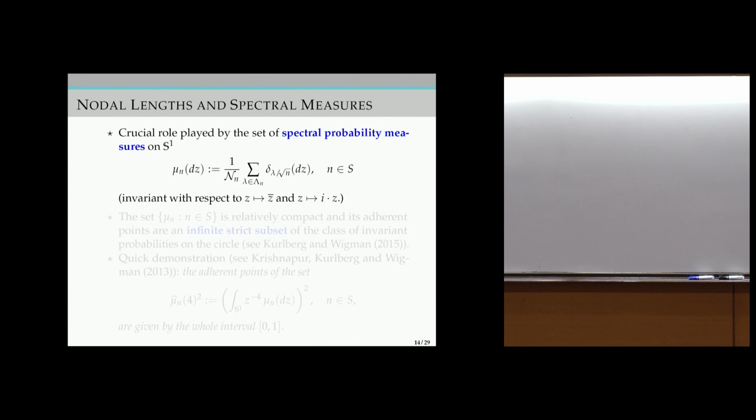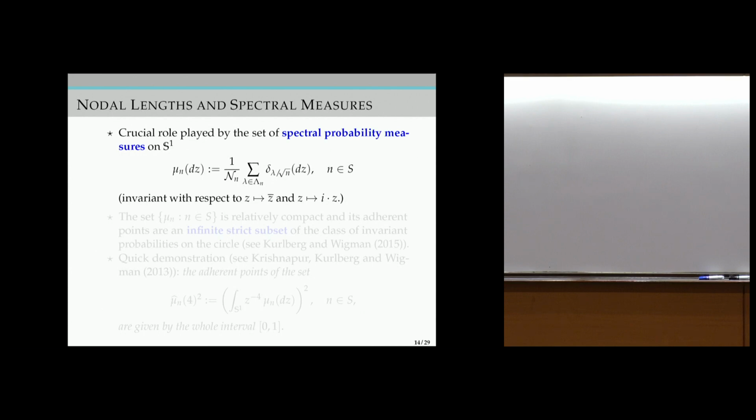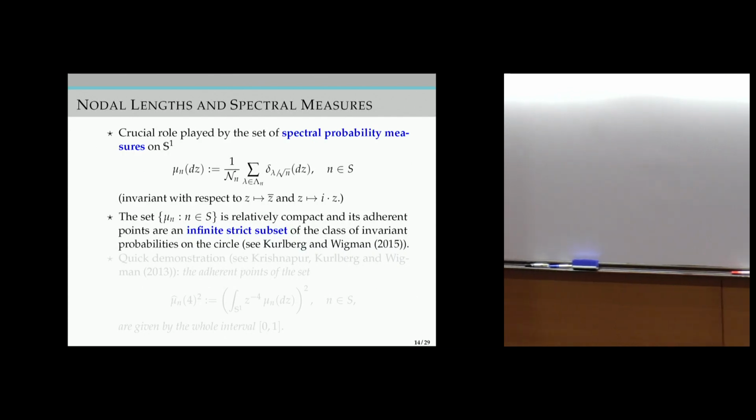Now, what happens typically when you look at Gaussian fields, for instance the Gaussian fields that appear in this book by Adler, is that if you look at some limit, the spectral measure of these fields converges to a limiting spectral measure. So there is a unique measure that is the limit, a weak limit, of the spectral measures of your fields. And what happens here is that this is not the case. Due to the very strong arithmetic flavor of what you are doing, this set of spectral measures is an infinite strict subset of the class of invariant measures on the circle, invariant with respect to these two operations here, and there does not exist a unique weak limit.